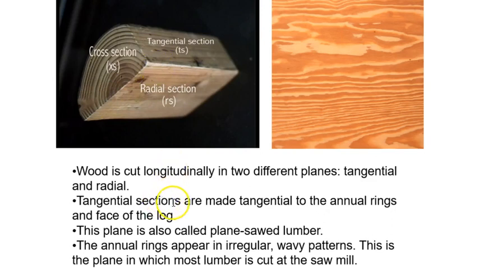So tangential sections are made tangent to the rings. That's what we just discussed. Also, this plane is what we call the plane sawn lumber. And the result here, we see the irregular wavy patterns of the rings that have been cut when we have a tangential cut. This is the common appearance of the face of a board, of dimensional lumber, a 2x2, a 2x4, 2x6, etc. That's what we're talking about when I say a board.